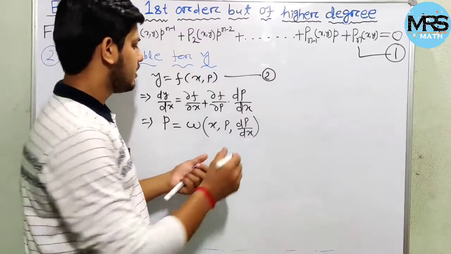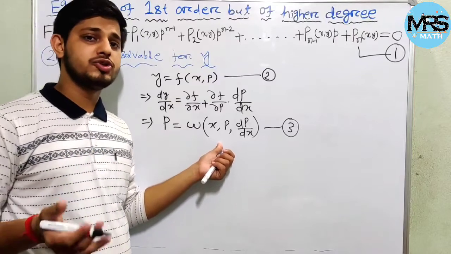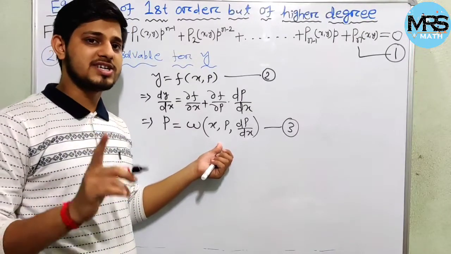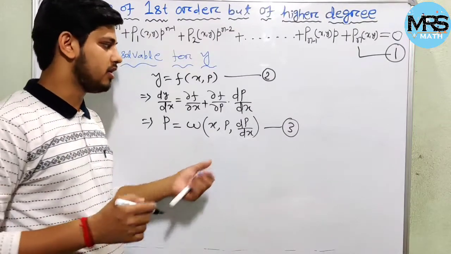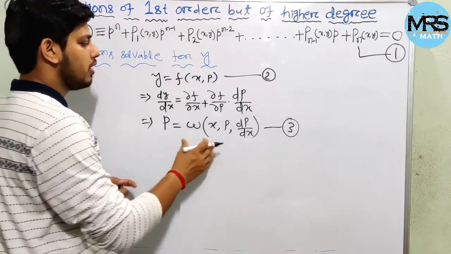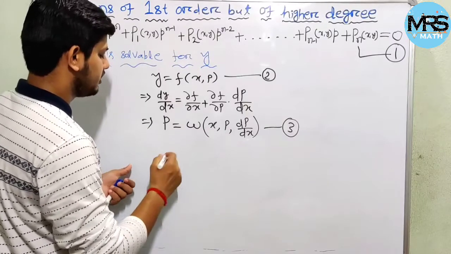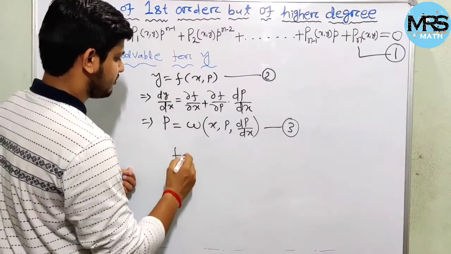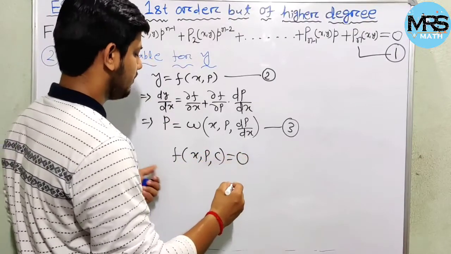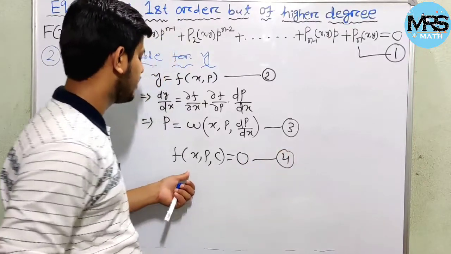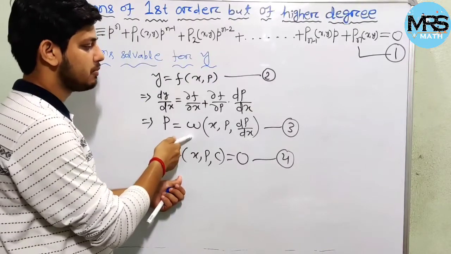So we can solve this equation number 3 by the methods which we have already discussed for first order first degree differential equations. You can revisit that lecture, which I have already delivered. If we solve this, we get the solution in the form f of x comma p comma c equal to 0. Let us take this as equation number 4, the solution obtained by solving equation number 3.